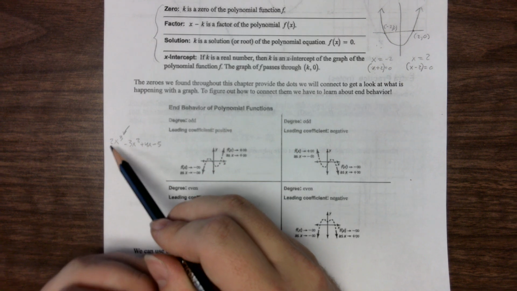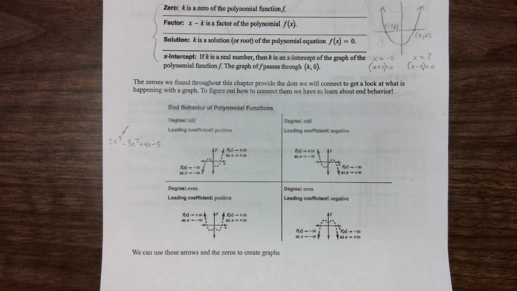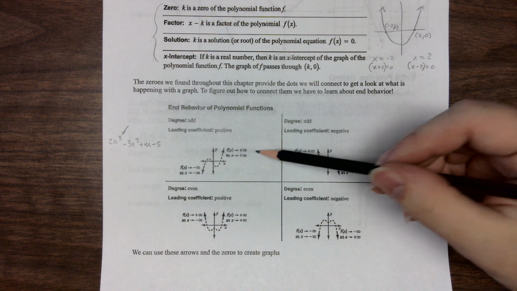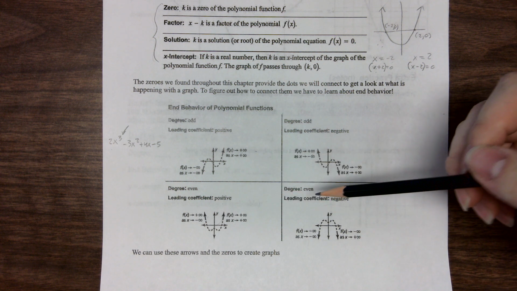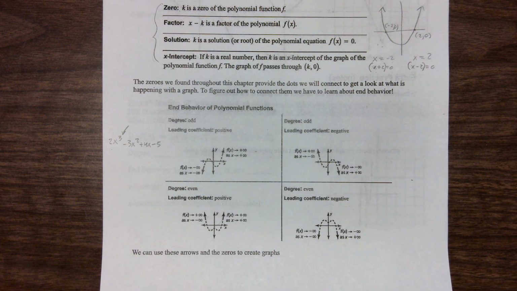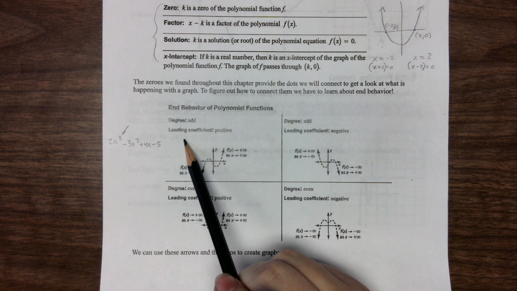coefficient is 2. Now, how that affects our end behaviors? We have 4 different options, like I mentioned previously, for how our end behaviors are going to respond. They are purely based off of our degree and our leading coefficient.